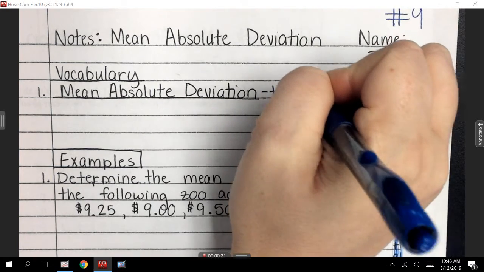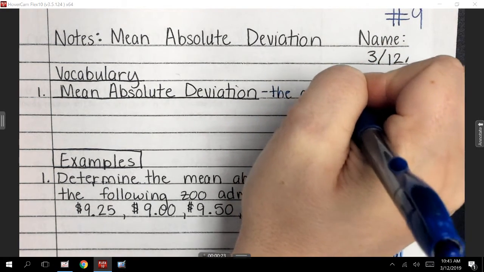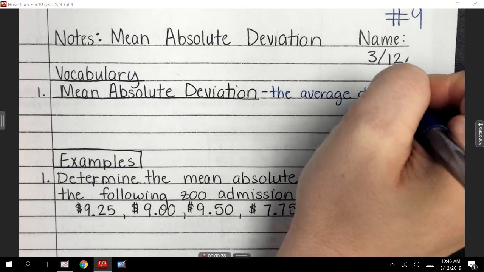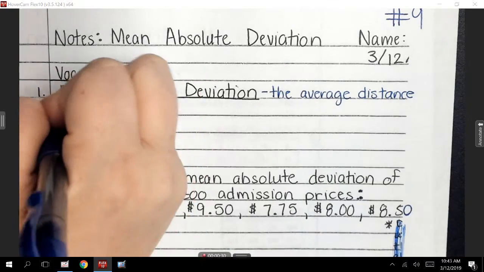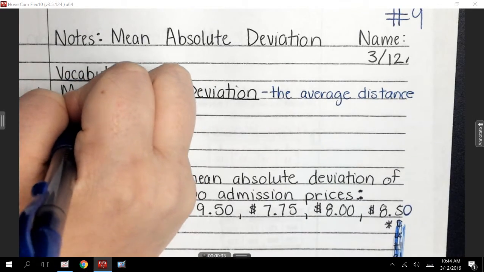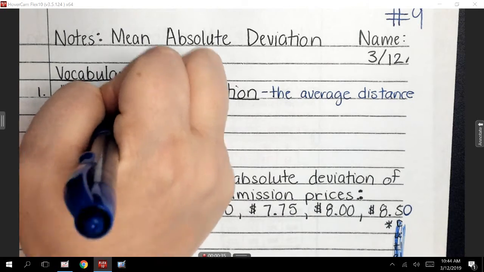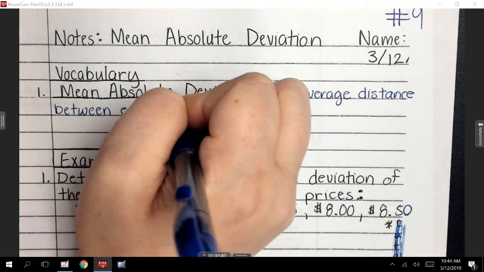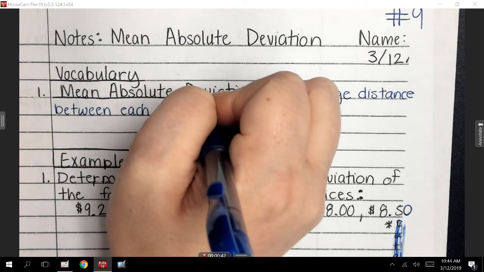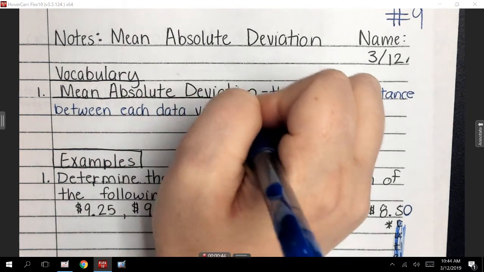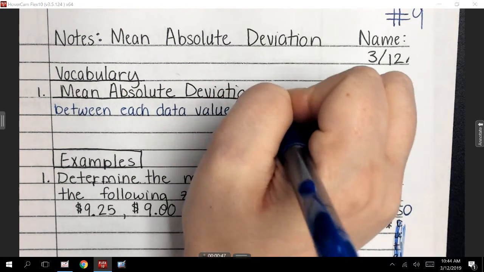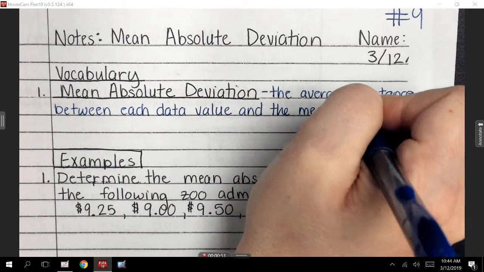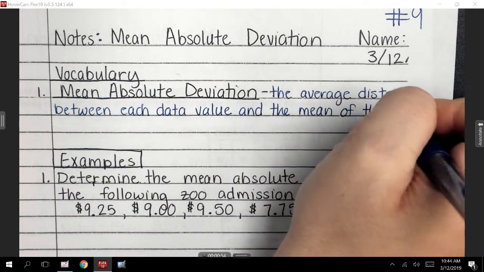the average distance between each data value and the mean of the data.